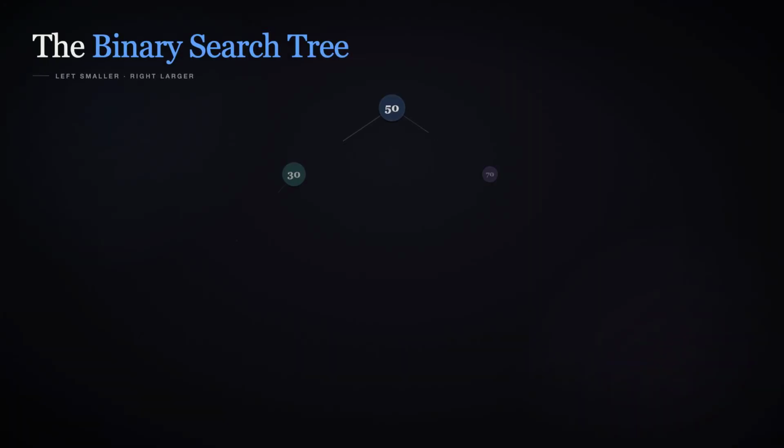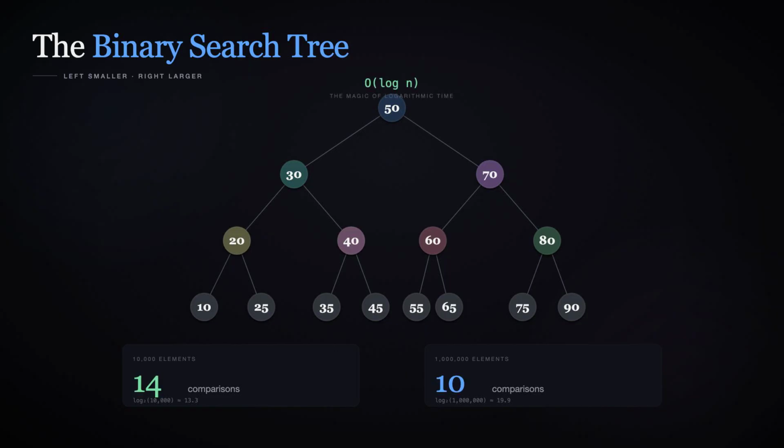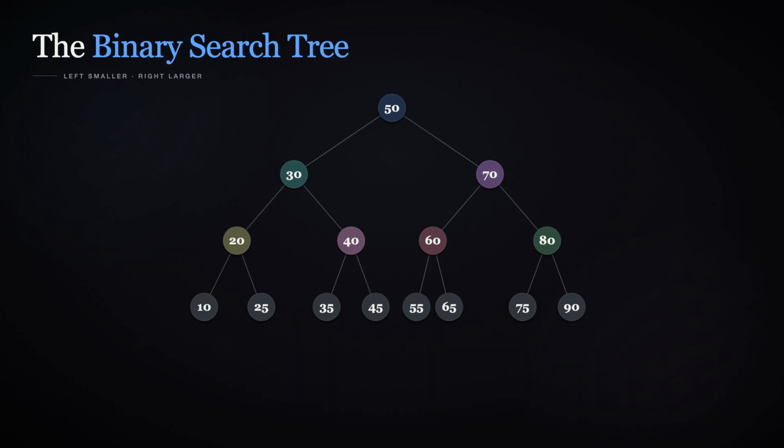In a binary search tree, every node follows one rule. All values to its left are smaller. All values to its right are larger. Searching becomes a guided journey. At each step, we cut the problem in half. 10,000 elements? Just 14 comparisons. A million? Only 20. This is the magic of logarithmic time.